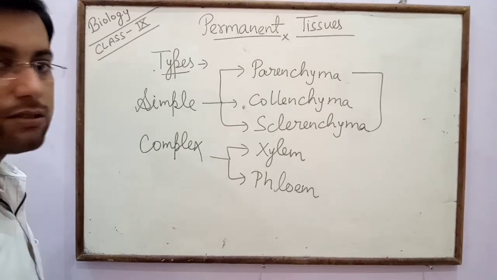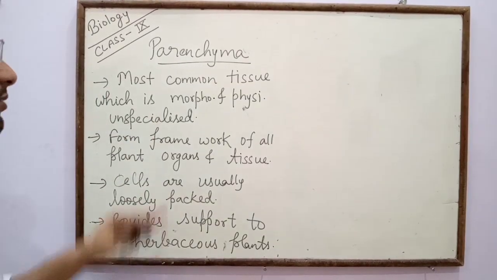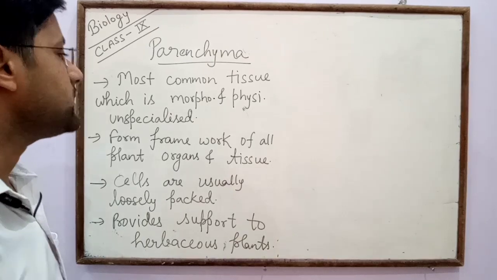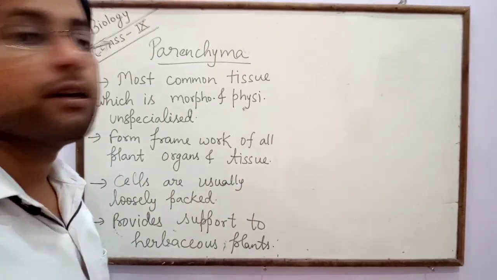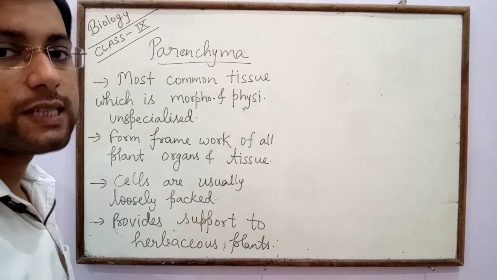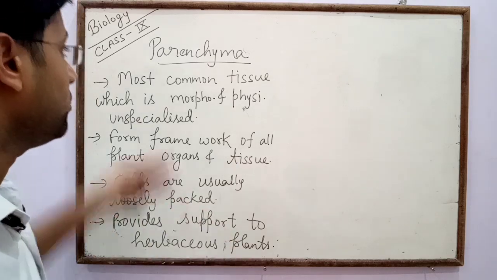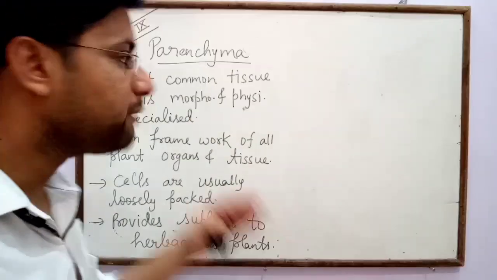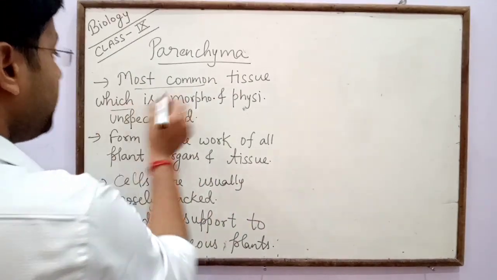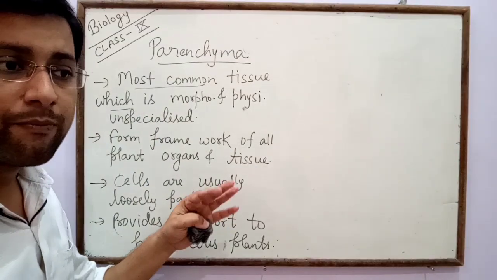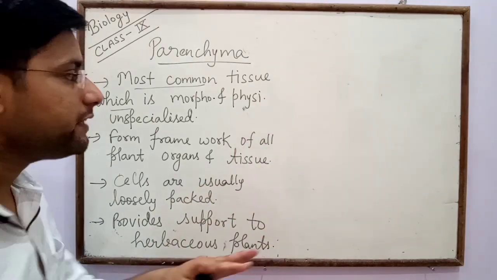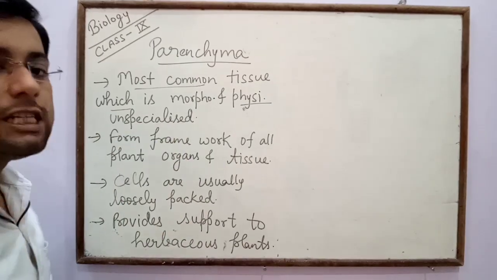Now about simple permanent tissue. Now about parenchyma. Parenchyma is the most common tissue, which is morphologically and physiologically unspecialized. It is a type of simple permanent tissue because all the cells are similar. Morphologically means on the basis of external structure, and physiologically means on the basis of activities.